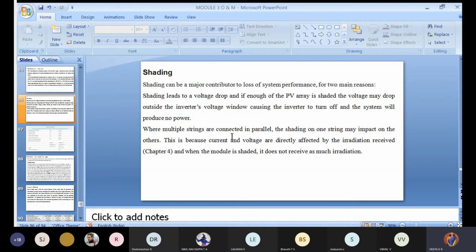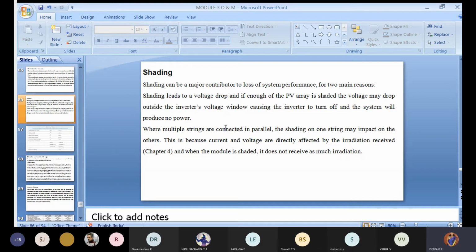Another case is where multiple strings are connected in parallel. The shading on one string may impact the other strings. This is because current and voltage are directly affected by the irradiance received, and when the module is shaded, it does not receive as much irradiation. So let us assume this as a number of strings, because when you go for a huge range, it will not be one or two. You'll have multiple strings, definitely connected back to back, and you're drawing the power. If one cell is affected, your efficiency will definitely go down. And the shaded area will not receive much radiation, so not much conversion.